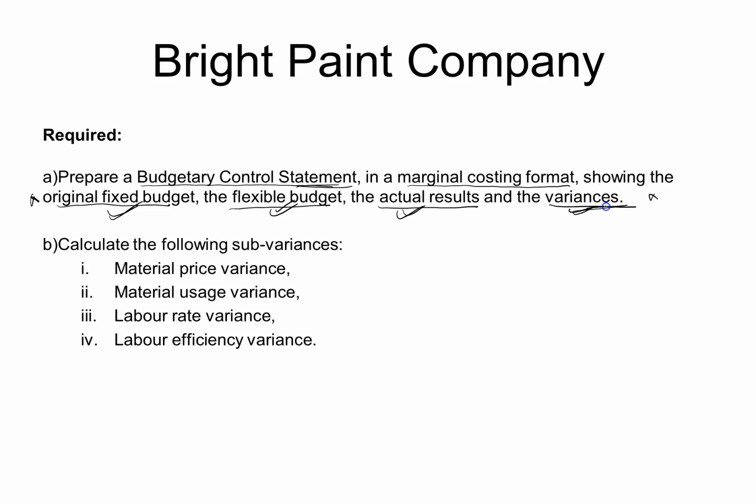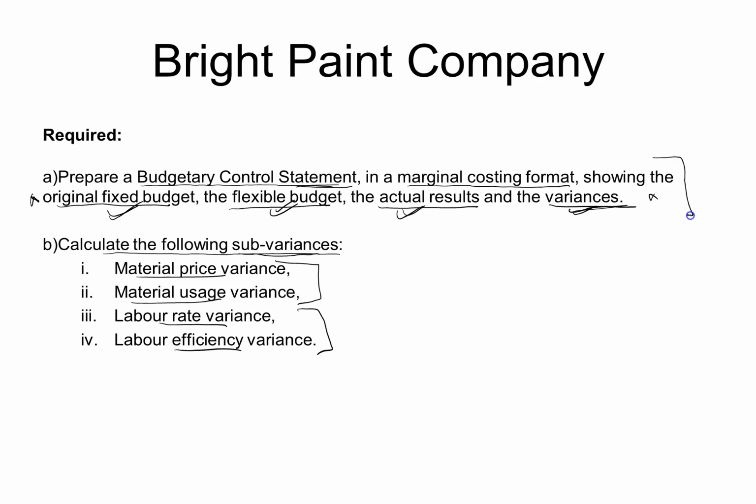And with all that done, we're going to take 2 of the variances, the material and the labour variances, and we're going to subdivide them. So we're going to work out the following sub-variances. So for the materials, we have a material price and a material usage variance, and for the labour, we have a labour rate and a labour efficiency variance.